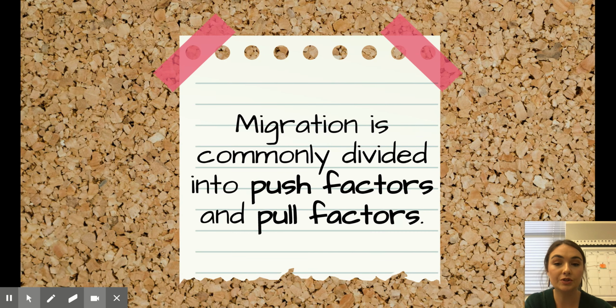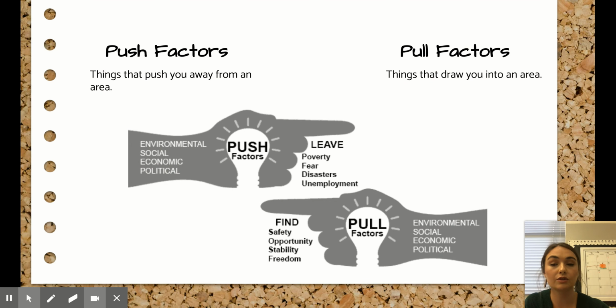Migration is usually divided into push factors and pull factors. So the causes of migration are usually divided into push factors and pull factors. Push factors are things that push you away from an area. Sounds pretty self-explanatory. And pull factors are things that draw you into an area.